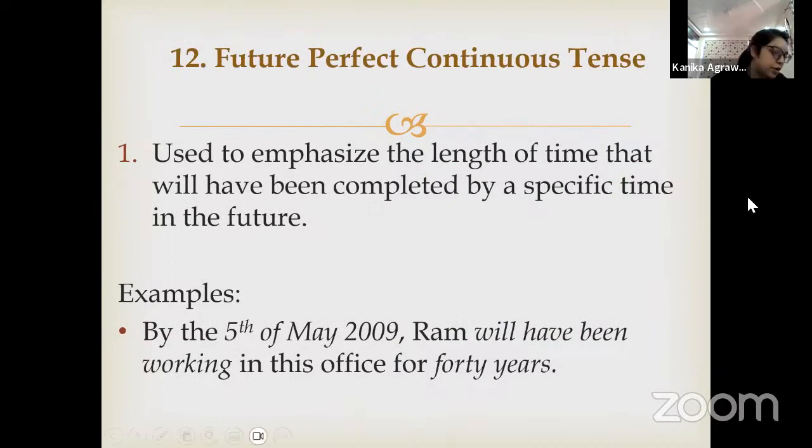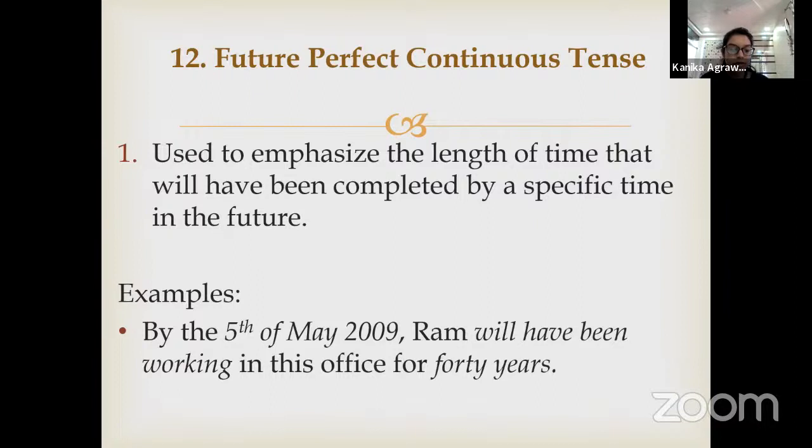So probably this is the last slide and then we'll take a test. Okay. So future perfect continuous tense. It is used to emphasize the length of time that will have been completed by a specific time in the future. Let's say by the 5th of May 2009, Ram will have been working in this office for 40 years.